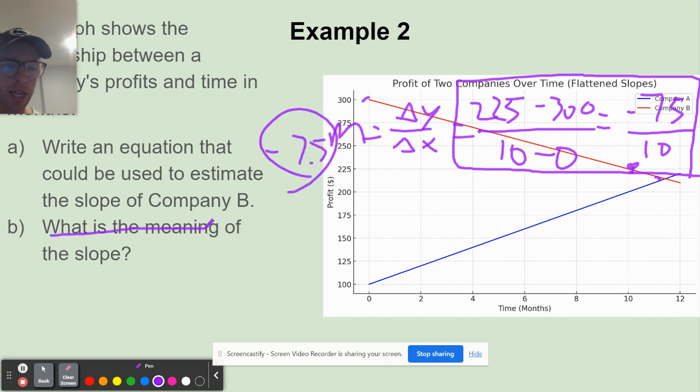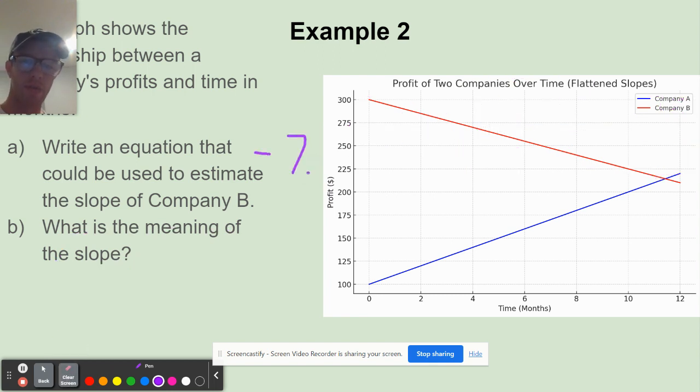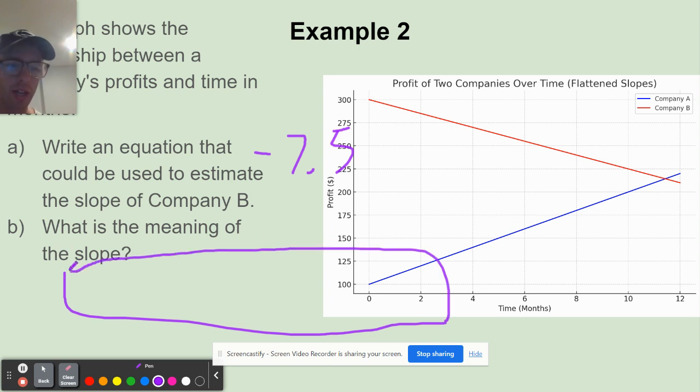What does that mean? Let me clear this out. All right, so we have a slope of negative 7.5. And so that means every month they're going down 7.5 dollars in profit, or 750 in profit. So I'm not going to write that out, but just so everyone can hear it, every month they're losing $7.50 in profit. We know that because the rate of change, the slope, is negative 7.5.